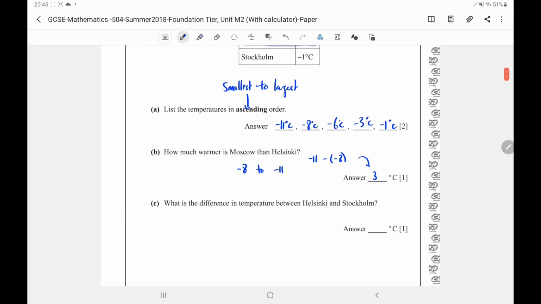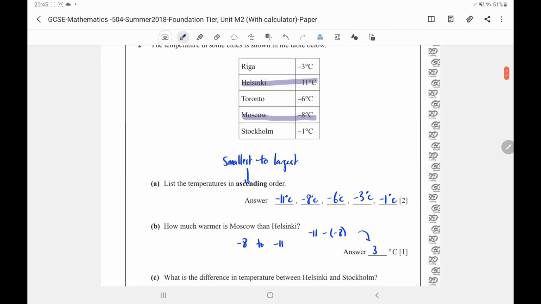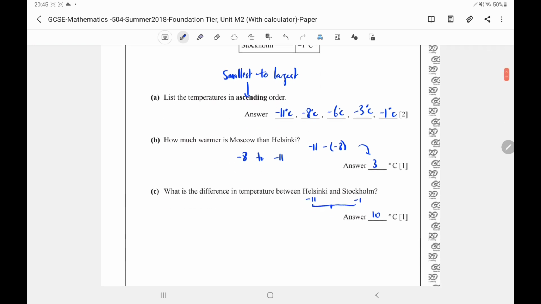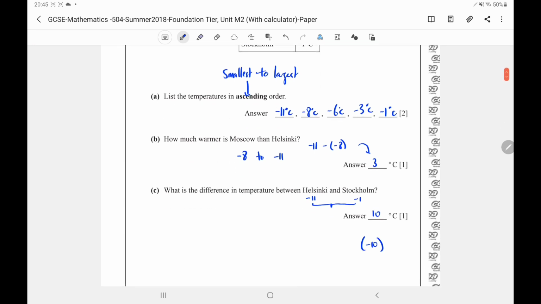What is the difference in temperature between Helsinki and Stockholm? Helsinki is minus 11 and Stockholm is minus 1. So how far up the number line do we have to go from minus 11 to get to minus 1? We have to jump up 10 degrees. The mark scheme will also accept minus 10.